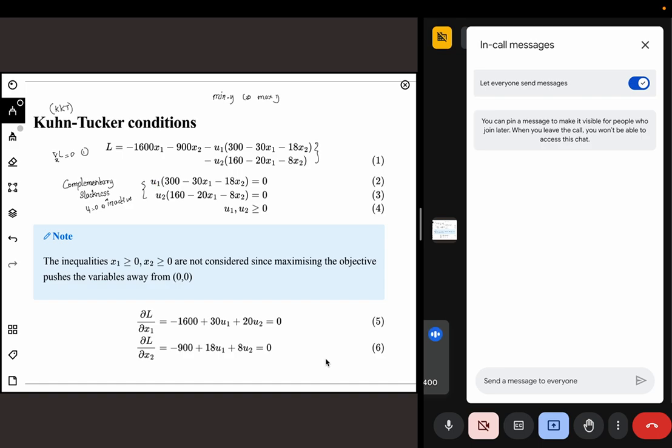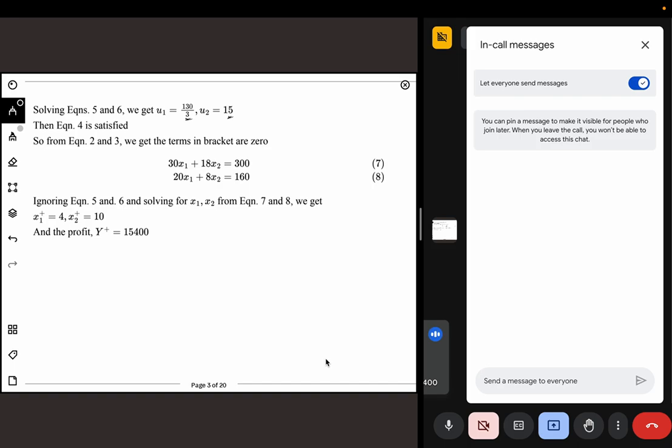But how do I know which value to choose? First we write down the equations. We know that the gradient of L should be 0. So I take del L del x1 and del L del x2 equal to 0. Now I have two equations and two unknowns, u1 and u2. So I can solve these equations and get the values of u1 and u2. Once I solve the equations, these are the values I'm getting.